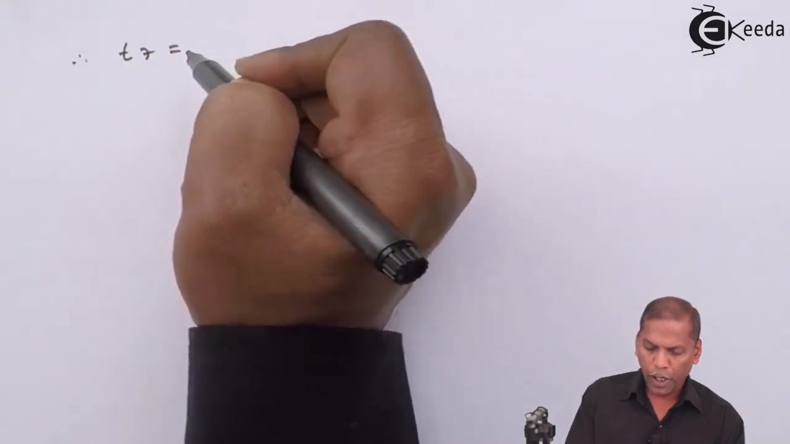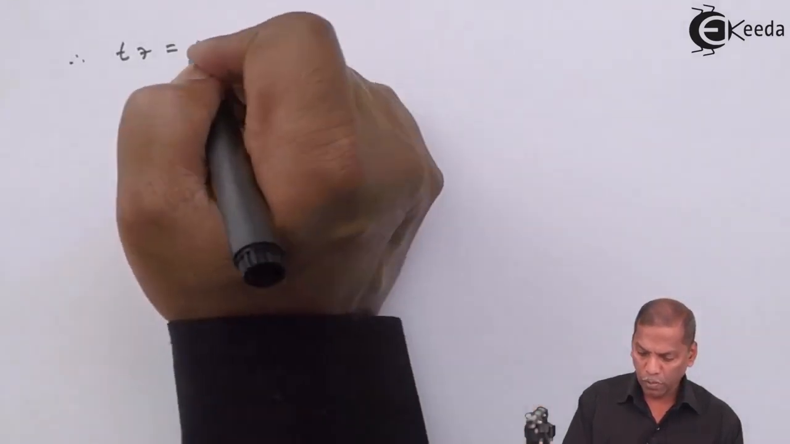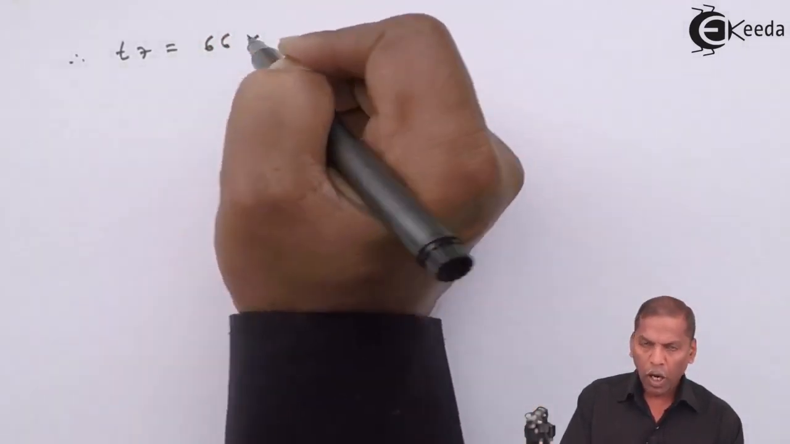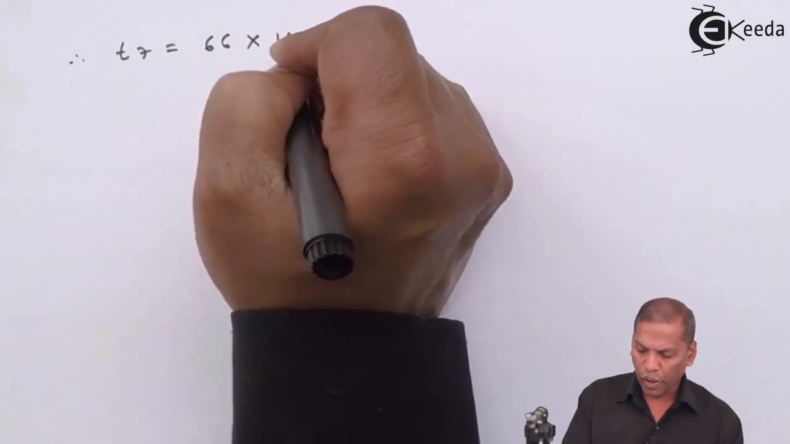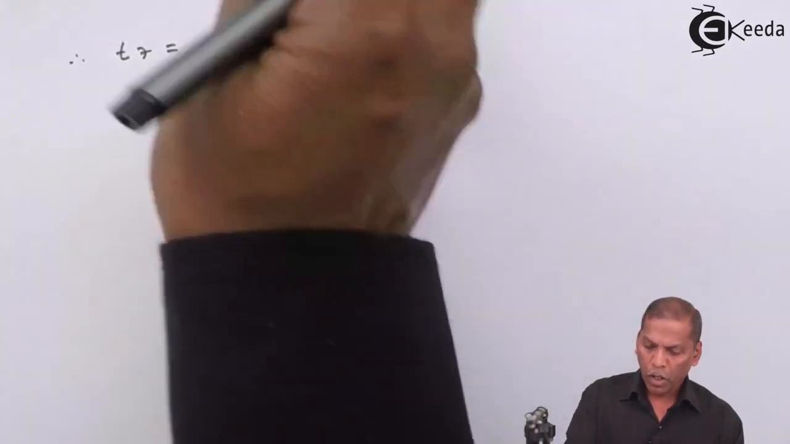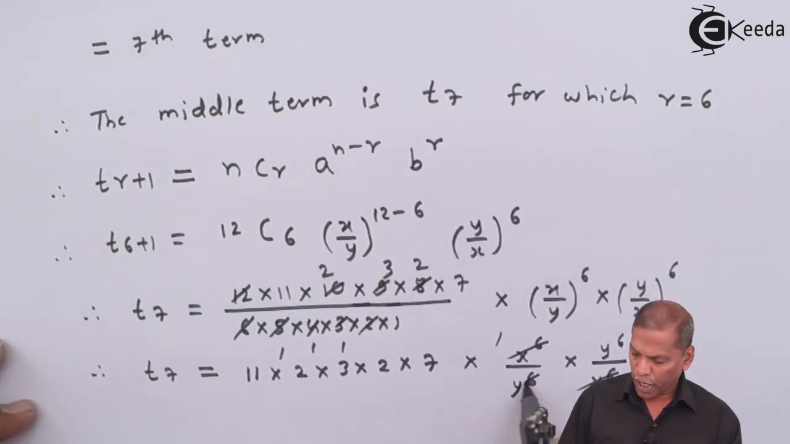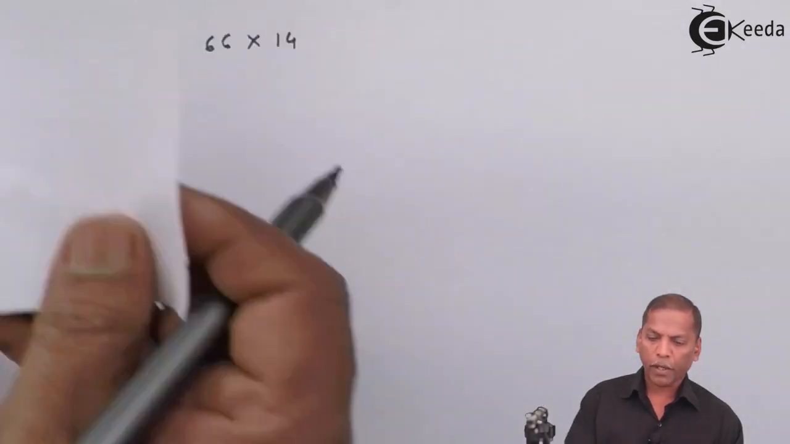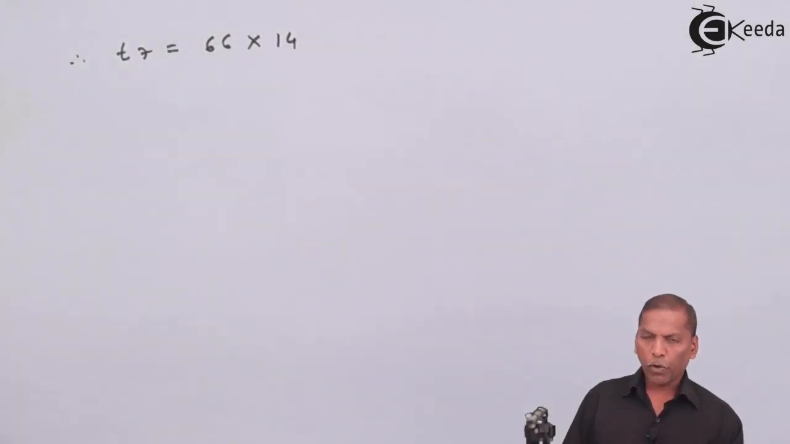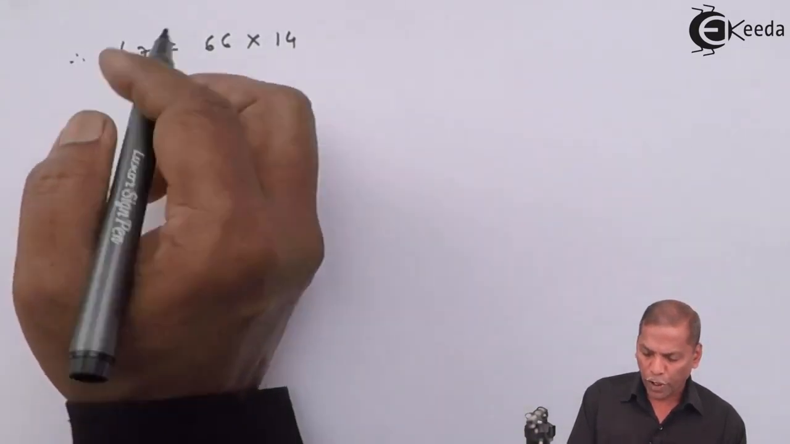Therefore T7 is equal to, now 11 into 2 is 22, 22 into 3 is 66, and 2 into 7, that is 14. Now in this we cancel x raised 6 from the numerator and denominator. At the same time we cancel y raised 6 from the numerator and denominator. So we are left with only 66 into 14.